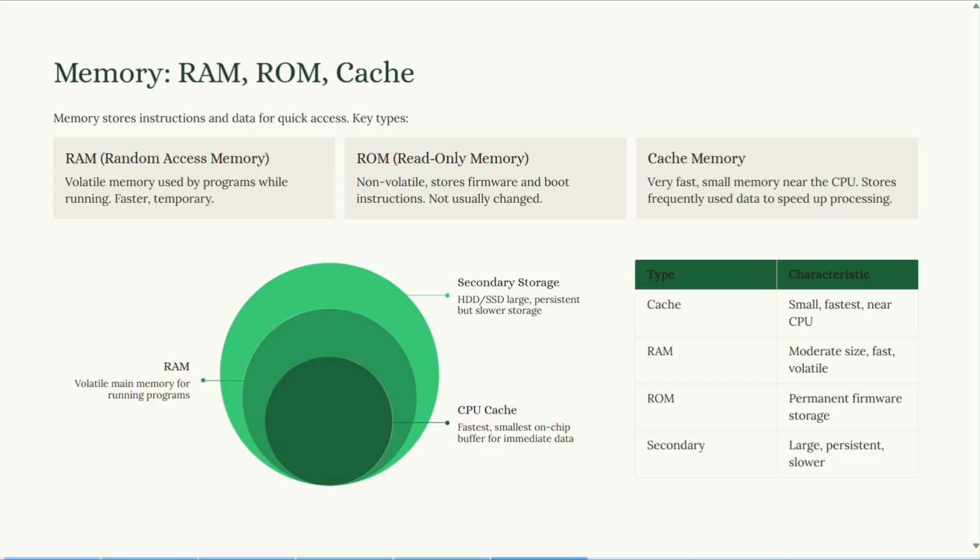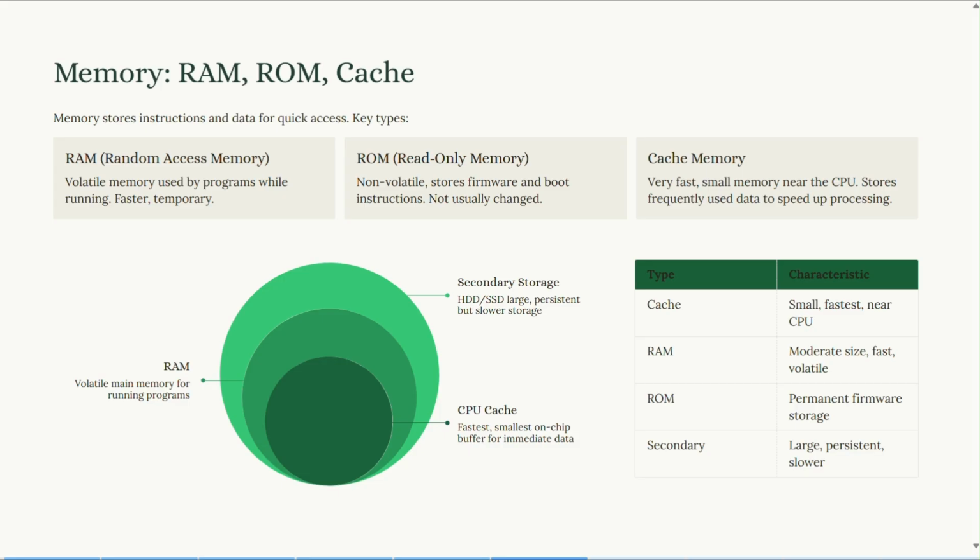Here's an easy way to remember the difference. Imagine you're studying for an exam. Your bookshelf is your storage because it keeps all your books. The books you've placed on your study table represent RAM since you're currently using them. And the notebook that's already open in front of you is cache memory because it's the information you need immediately. The closer the data is to the CPU, the faster it can be accessed. A simple memory hierarchy to remember is cache, RAM, storage.